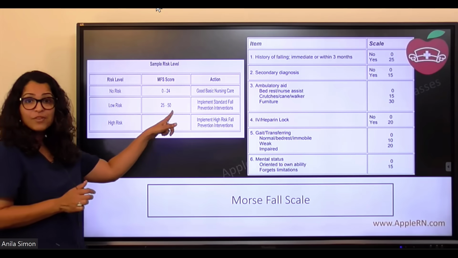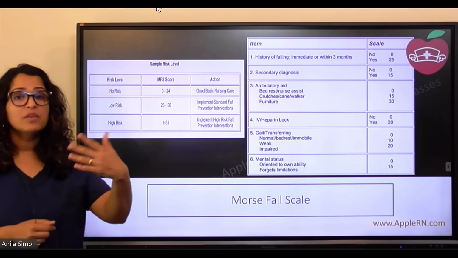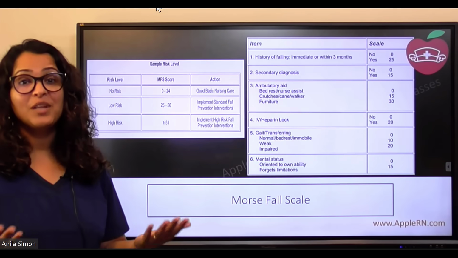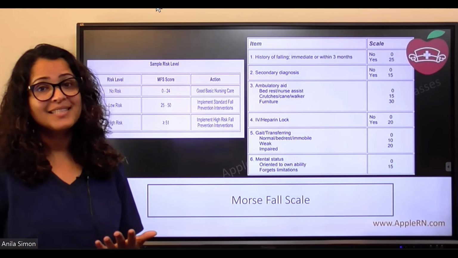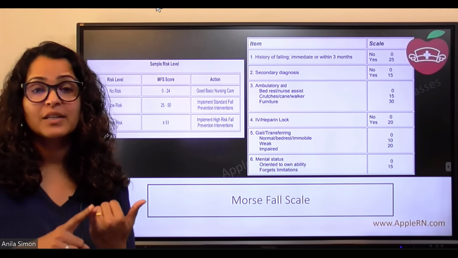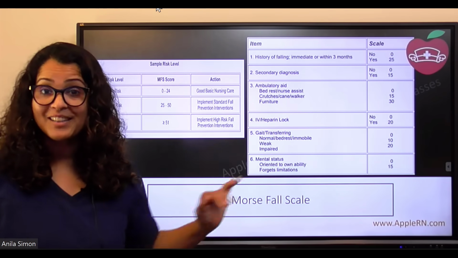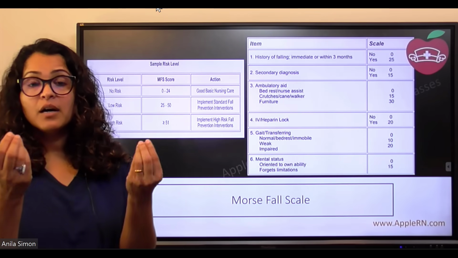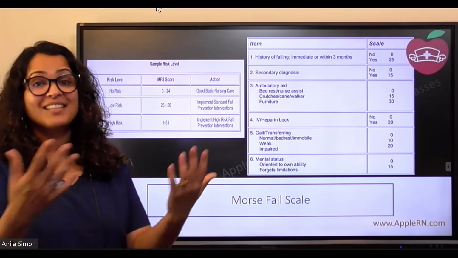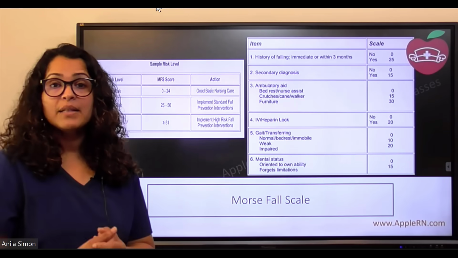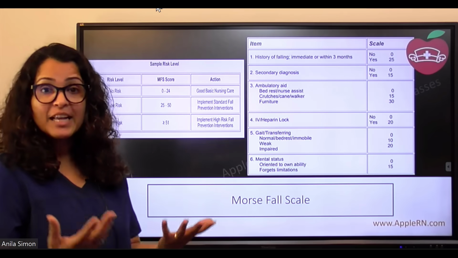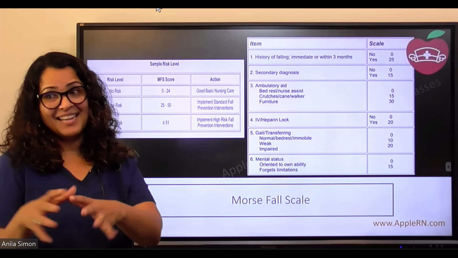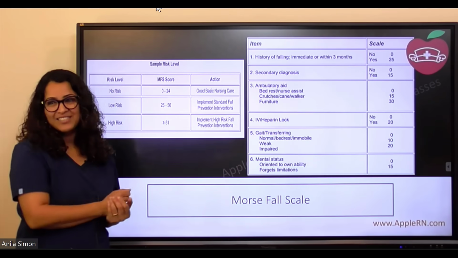But if it is 25 to 50, they come under low risk. So we will do standard fall precaution interventions, and that depends on each hospital. Some of the things I can mention: we check on them every hour, we make sure that there is no clutter in the room, the call bell is within reach, maybe they have the bed alarm on, or if they are sitting in the chair, a chair alarm is available, or maybe somebody else in the room is watching them, or making sure that they have all their personal stuff nearby, the bedside table and everything. So yes, every shift you might have to do this.